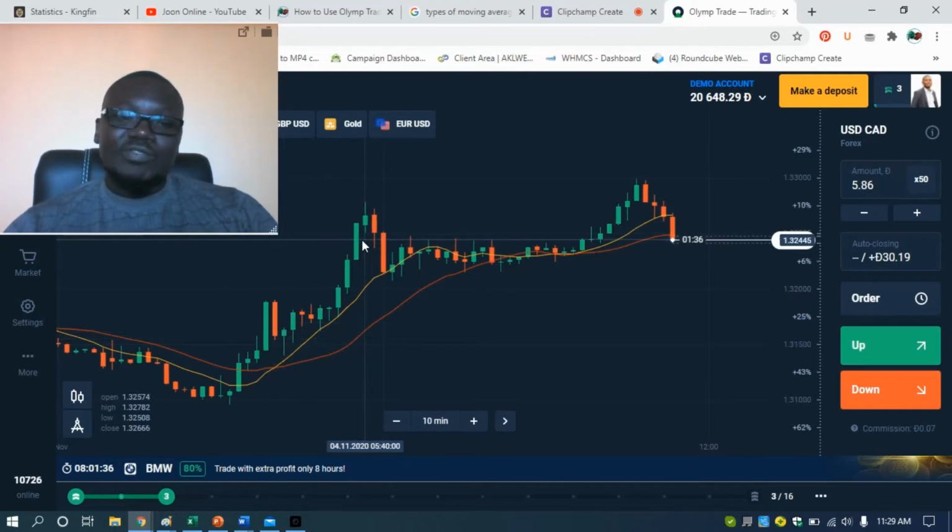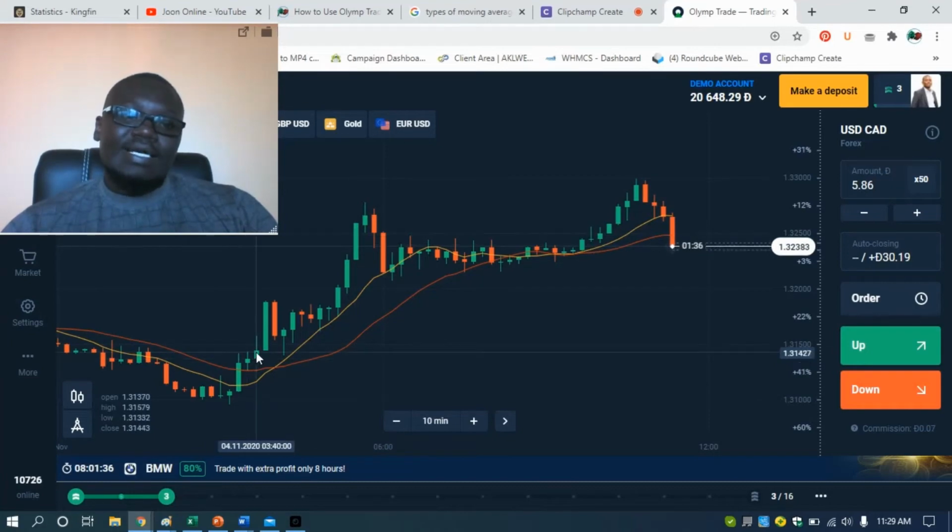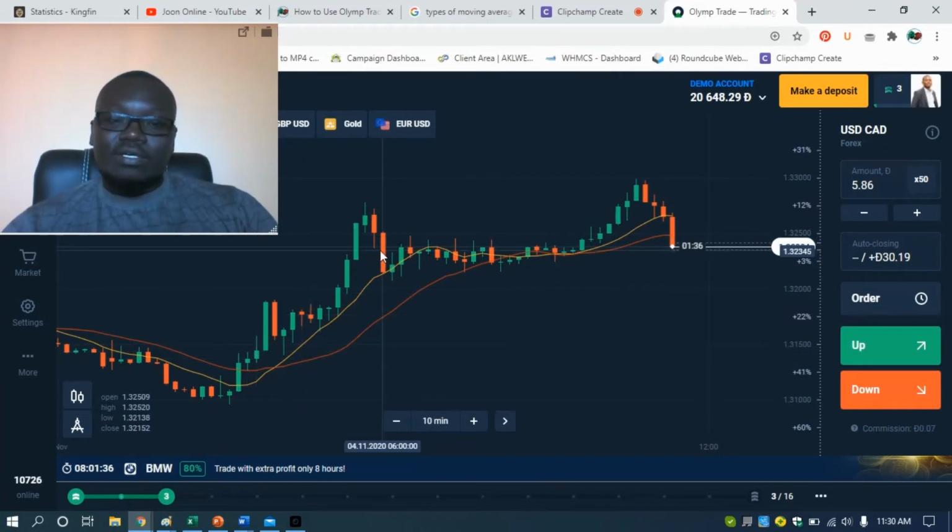That is if you are using a single SMA. But if you are using a double SMA, you buy when there is a golden cross, and prices are above both the SMAs. So this is like a confirmation signal that whatever you are doing is strong and it will continue moving in the direction that you've predicted.